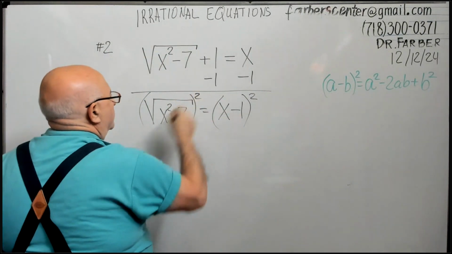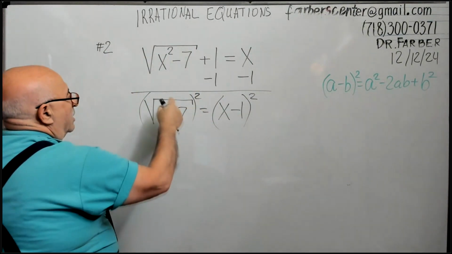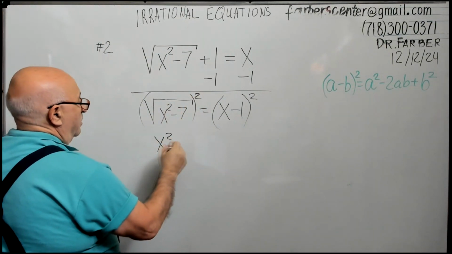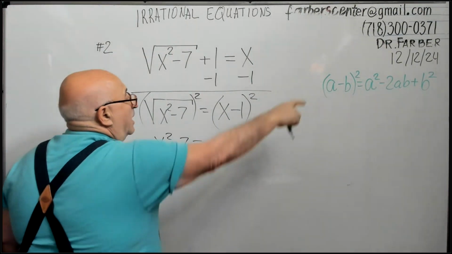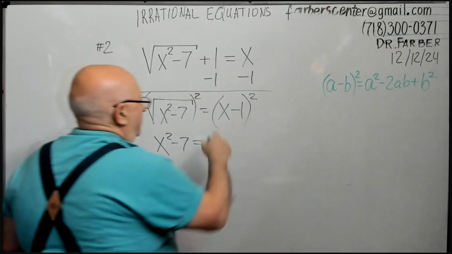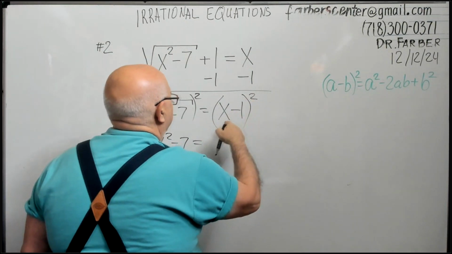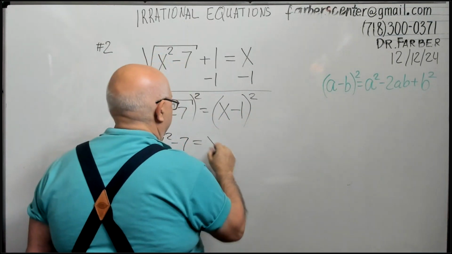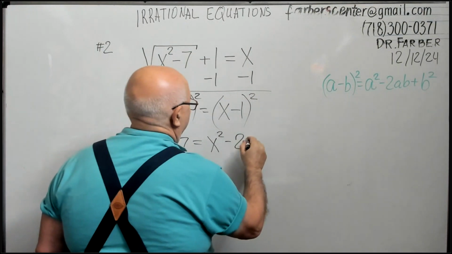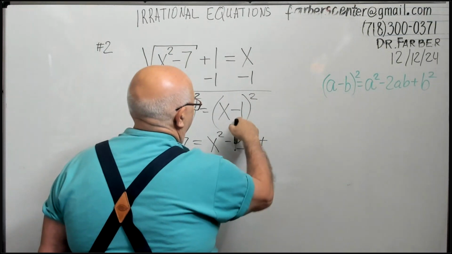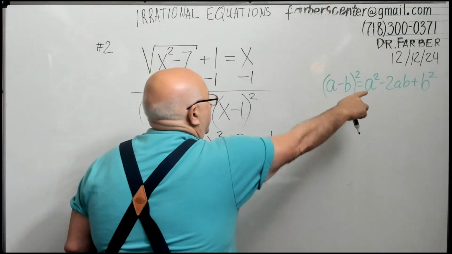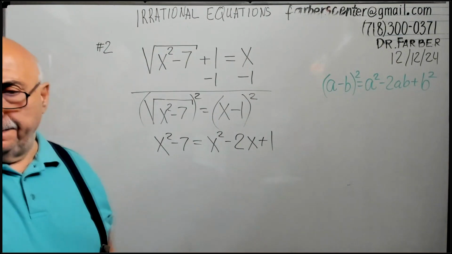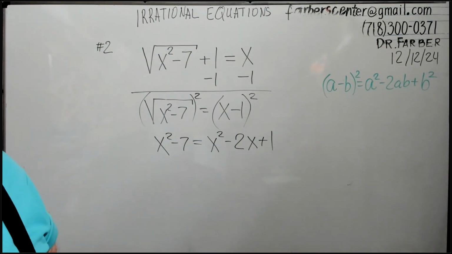So when I put both parts to the second power, square root and second power cancel out each other. But for the right part, I apply this formula. The square of the difference of two terms equals the square of the first one minus the double product, and plus the square of the second one. I apply this formula. Understand up to this point 100%? Maxim.